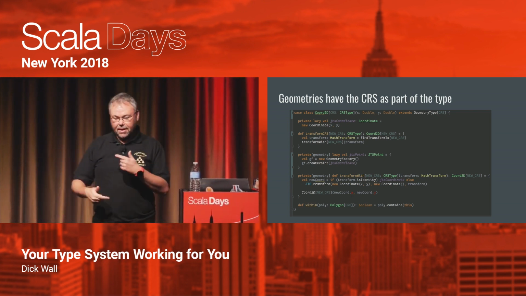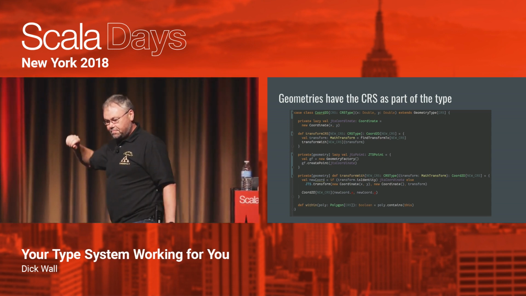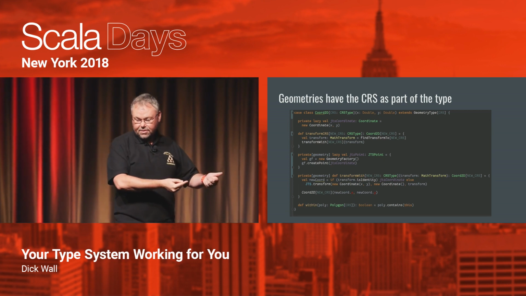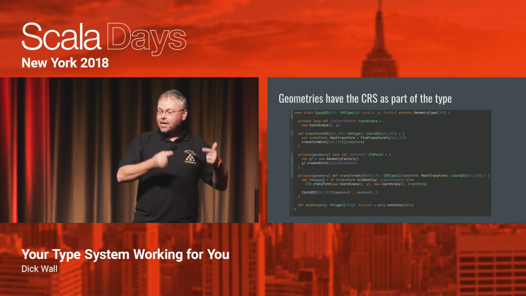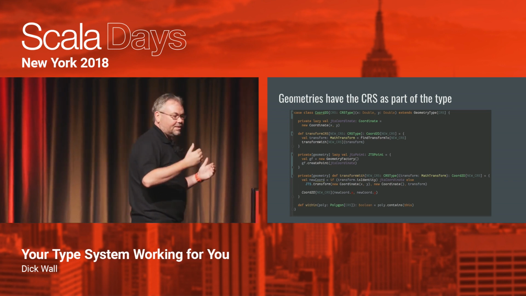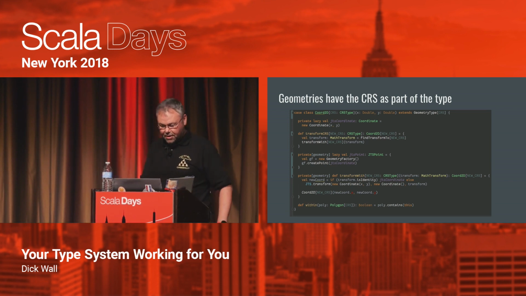So somebody coming in, they get some point in some random CRS. They need it in another CRS to satisfy another part of the program. In order to get that, they do the transformation, whether they want to or not, because they have to get it to compile. All right, and pretty much the rest of that is the plumbing.